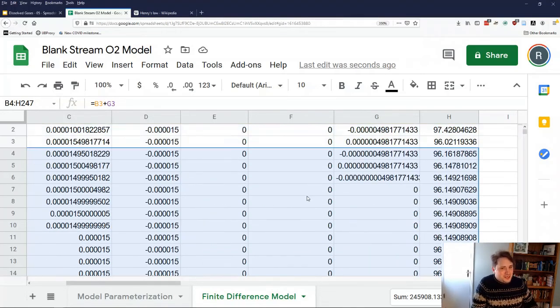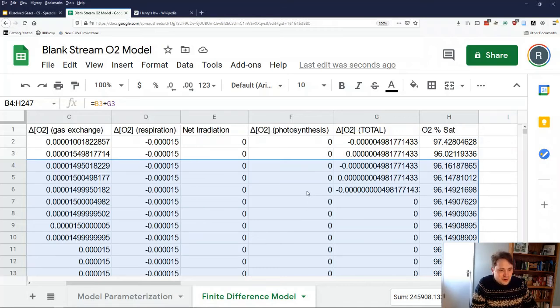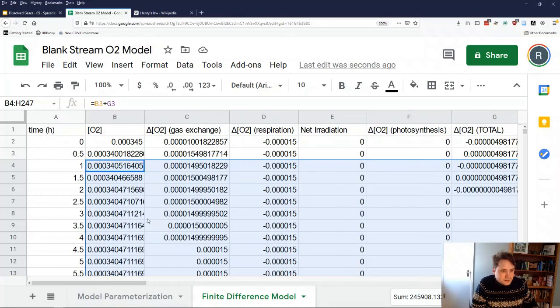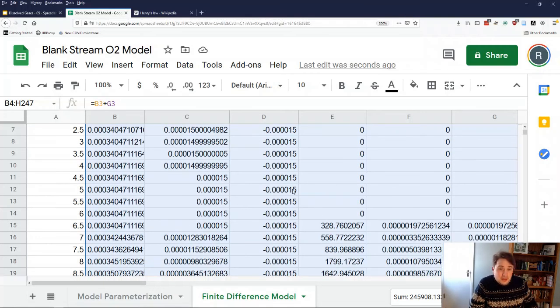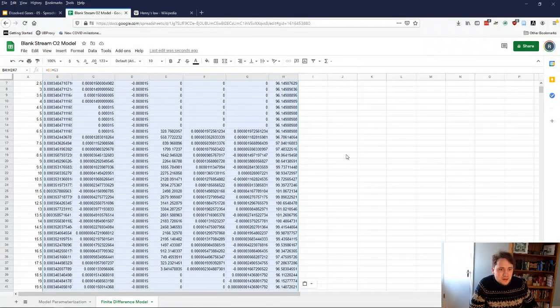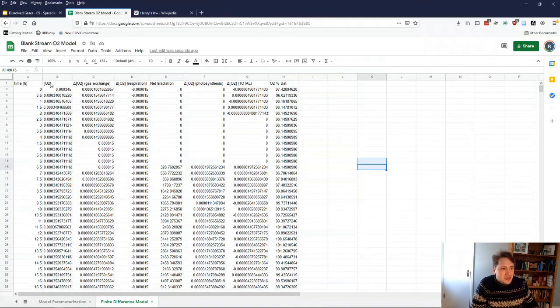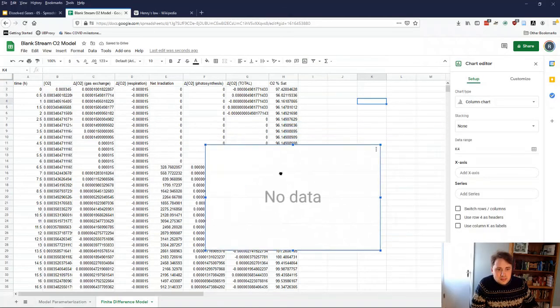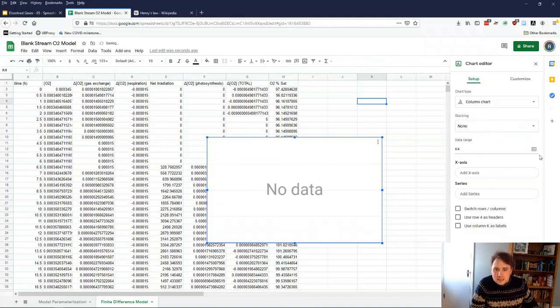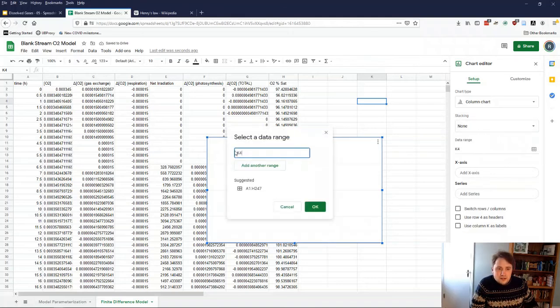Now, these numbers might not mean a lot to you, and that is totally fair. But let's plot it out. Let's see what it looks like. I'm going to zoom in to 200 percent just so you guys can see this a little bit better. Okay, we have time, oxygen concentration, and oxygen saturation over here. Let's just make a graph of oxygen saturation, insert a chart, stick the chart right here for convenience. Select our entire data range.